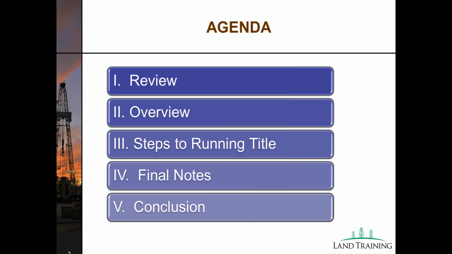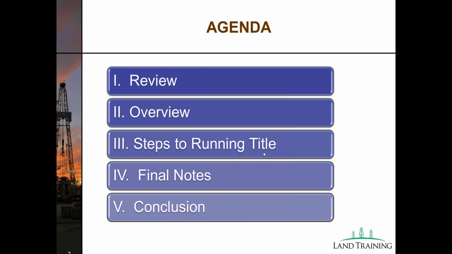And then we're going to go over how the process works. Geology gives land a map. Land then has to go to the county records and find the documents. And from there, we're going to walk you through the 10 steps to running title. We talk about preparing to run for title. We talked about actual running for title. And I'll walk you through each of those steps, how you go to an abstract company to get information. And then we'll wrap up with final notes and a conclusion.